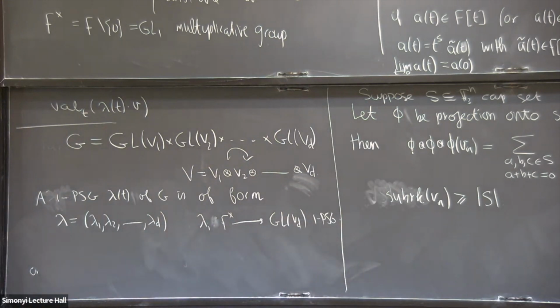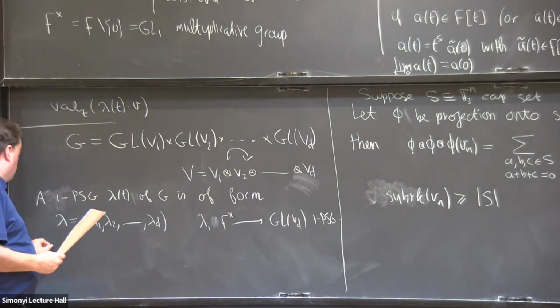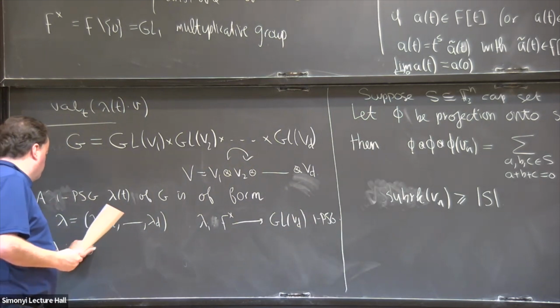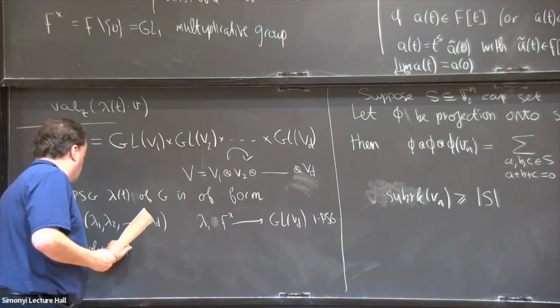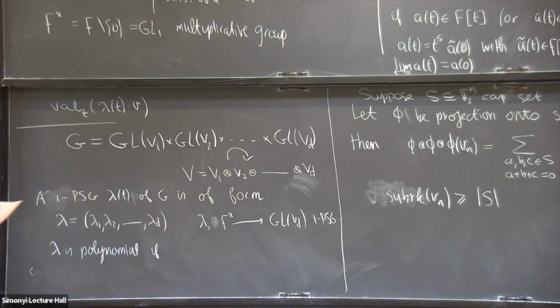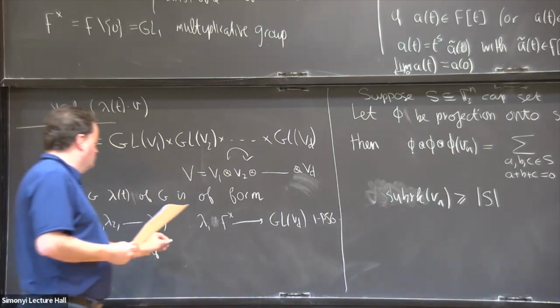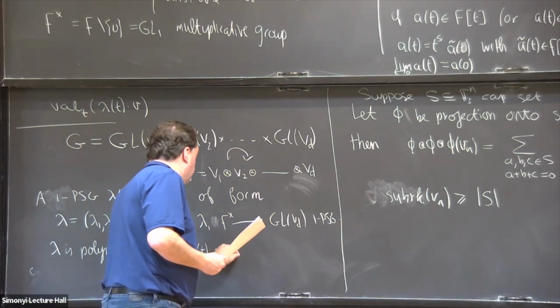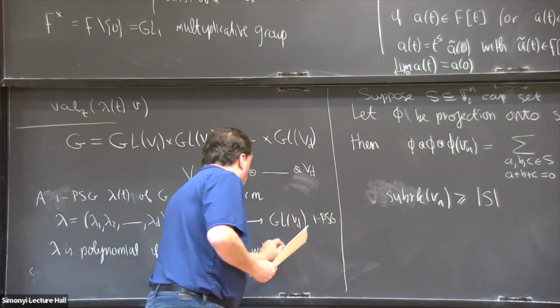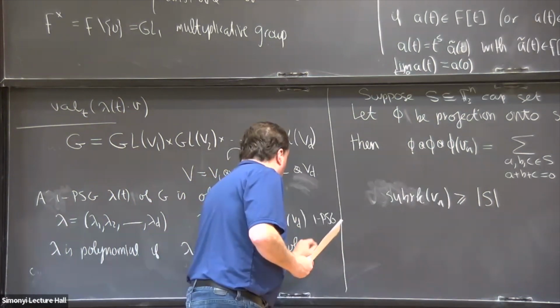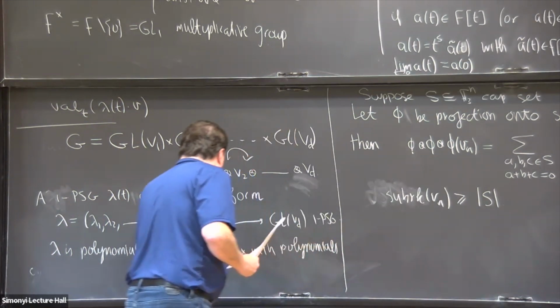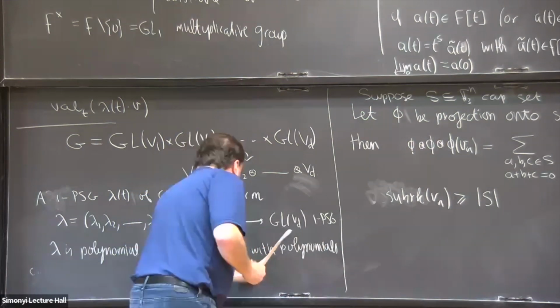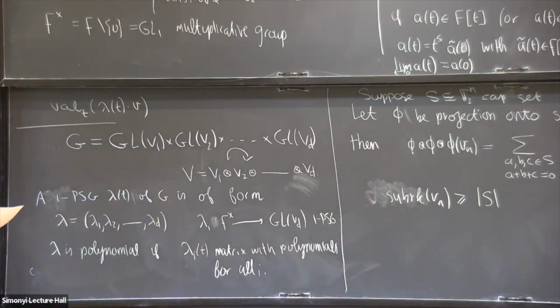Okay, so that's how one parameter subgroups of G look like. And I say that lambda is polynomial if, may I write like this, if lambda_i(t) is a matrix with polynomials, for all i. So how do one parameter subgroups look like?